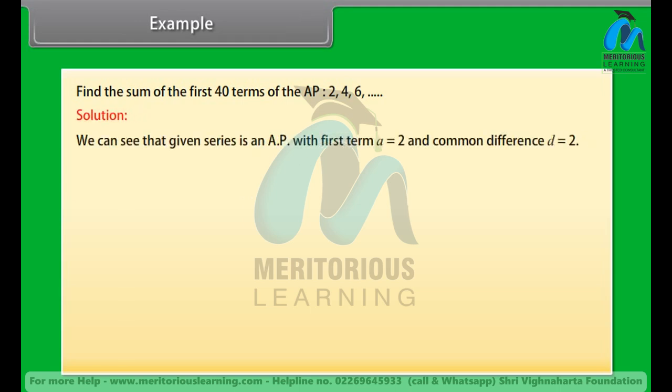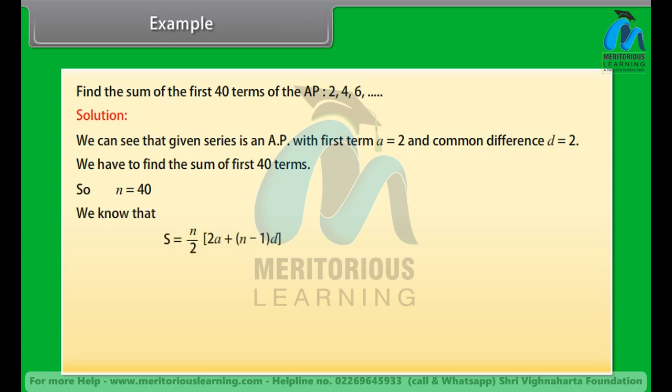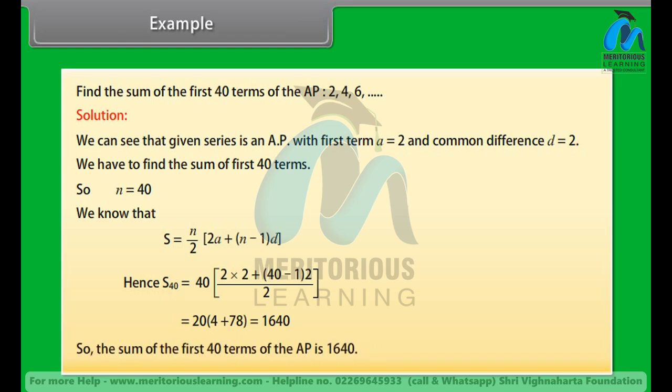Example. Find the sum of the first 40 terms of the AP 2, 4, 6, and so on. We can see that the given series is an AP with first term a equal to 2 and common difference d as 2. We have to find the sum of first 40 terms. So, n is equal to 40. We know that S is equal to n upon 2 into (2a plus (n minus 1) into d). Hence, S40 is equal to 40 upon 2 into (2 into 2 plus (40 minus 1) into 2), which is equal to 1640. So, the sum of the first 40 terms of the AP is 1640.